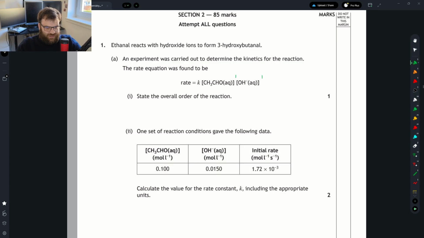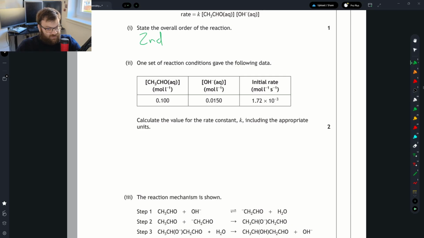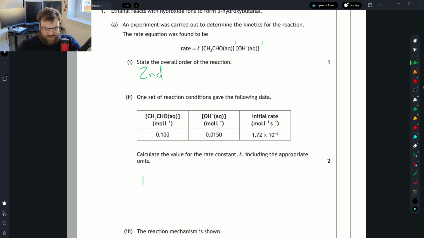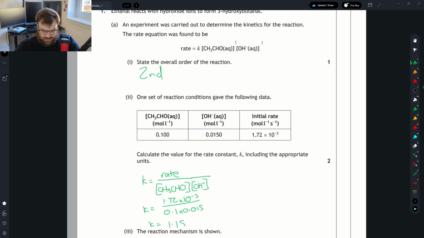So 1 plus 1 gives us second order overall. Next one, we're asked to calculate the rate constant for this reaction. So if we take our equation, that means that K, the rate constant, will equal the rate divided by both the concentrations of the 2 chemicals. Now we're given values, so let's plug them in. Gives us 1.15 rounded to 3 significant figures.